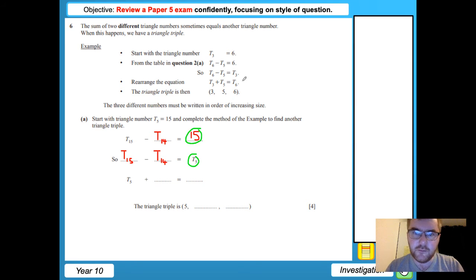So we put the numbers in order, 3, 5, 6. So in this case, it's going to be T5, T14 is equal to T15. So I'm just putting all these numbers in numerical order, so from ascending. So 5, 14, 15, and so we write that in, 5, 14, 15, to give us our triangle triple.